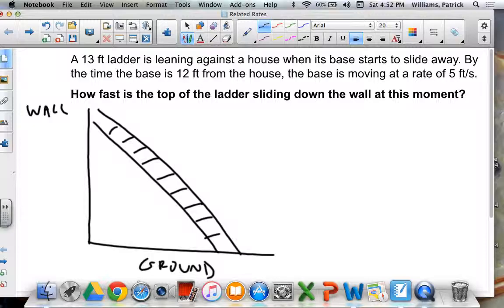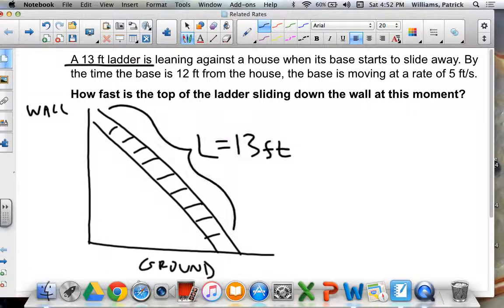Now let's look at some of the information given. We have a 13-foot ladder. Okay? So we might come here and say, all right, well, we know that this ladder has a length, which I will call L, which is 13 feet. Okay? Now think about this. Is the length of that ladder ever going to change? No. If you extend a ladder to a certain point and it slides down that wall, the length of the ladder is never going to change. It's always going to be the same. So we will say in this case L, 13 feet, is a constant.